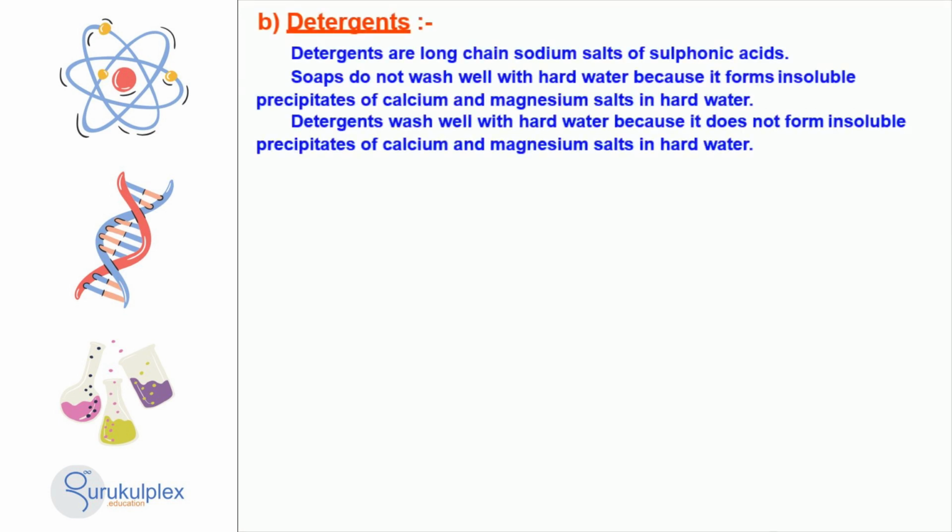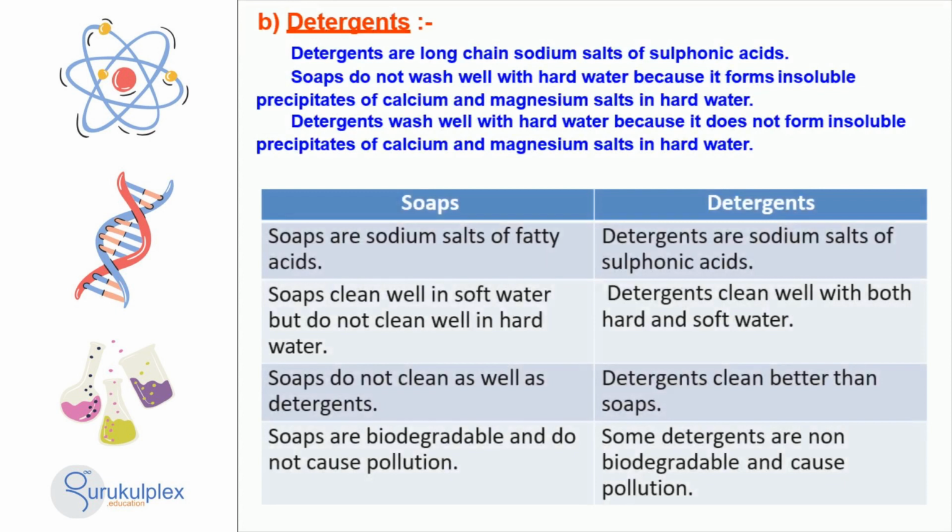Detergents are long-chain sodium salts of sulfonic acids and are very efficient for cleaning. In comparison to soaps, they have the advantage of not forming insoluble precipitates of calcium and magnesium salts when used in hard water. Detergents have a better cleaning power than soaps, although soaps are biodegradable and do not cause pollution. On the other hand, some detergents are non-biodegradable and must be used correctly in order to prevent pollution.